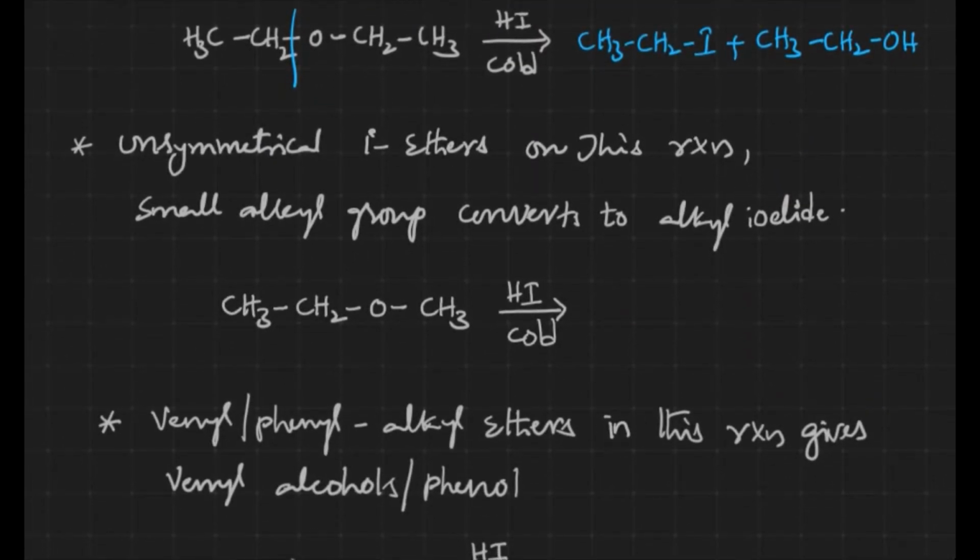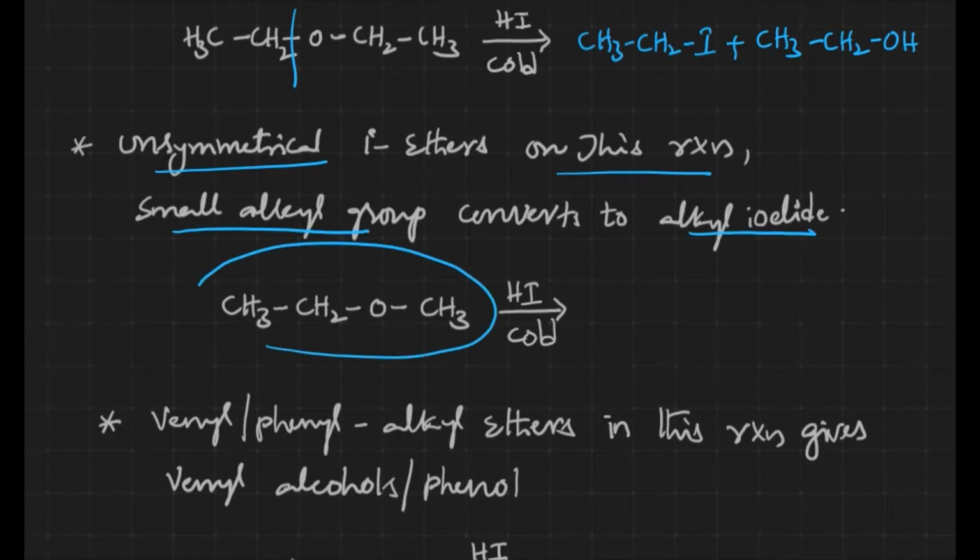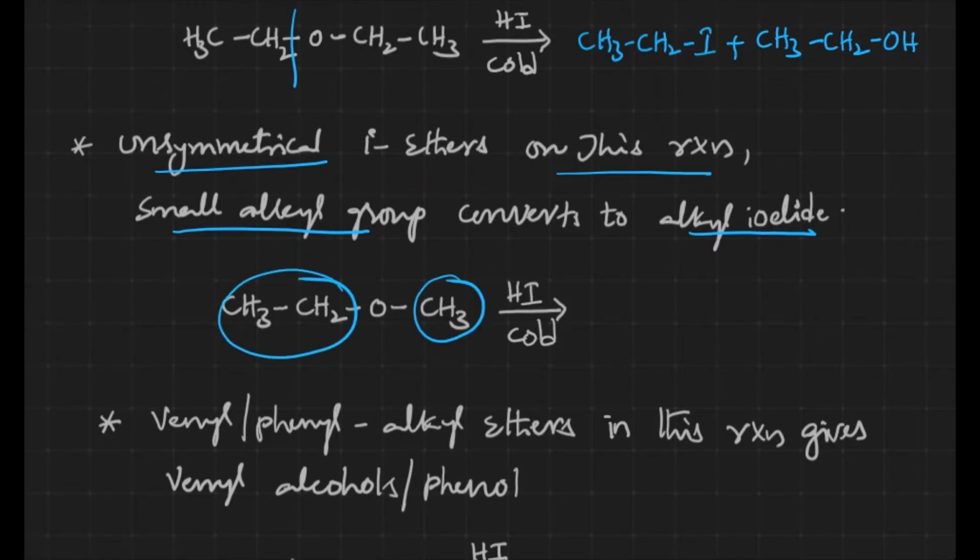We have seen the symmetrical one. Let us see unsymmetrical primary ethers. In this reaction the smaller alkyl group converts into alkyl iodide. Now we have two alkyl groups around the oxygen. The first one is an ethyl group and the second one is a methyl group. The ethyl group is relatively bulkier, a bigger one. The methyl group is relatively smaller.